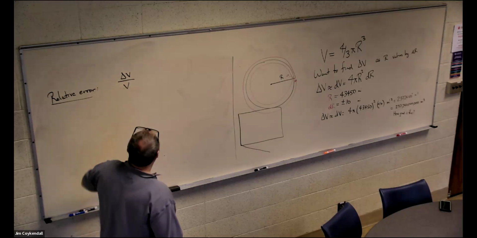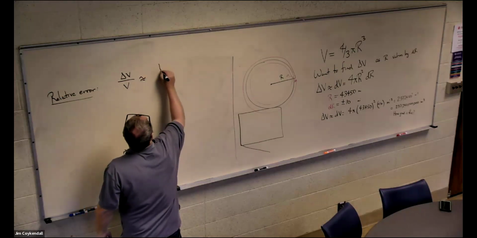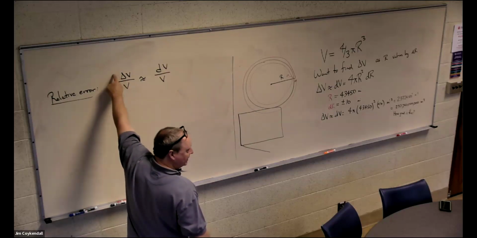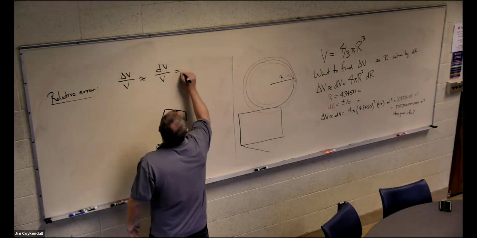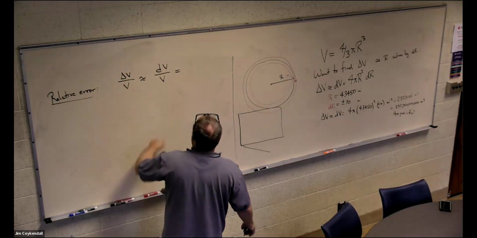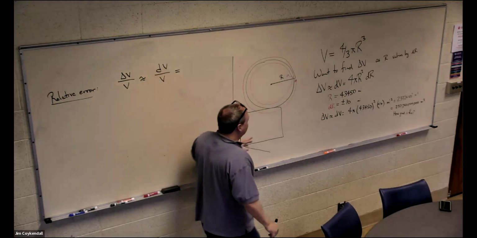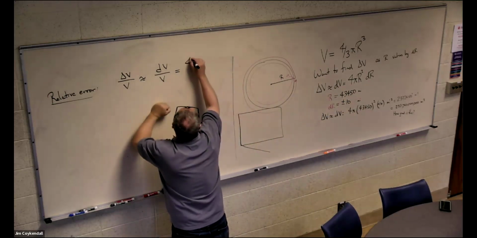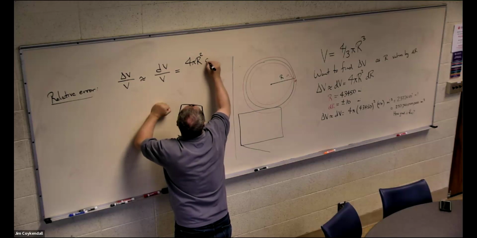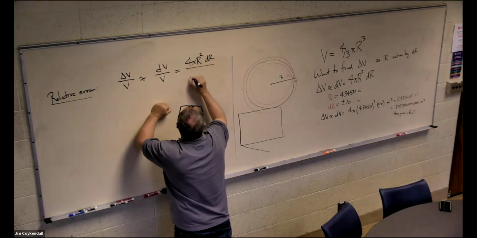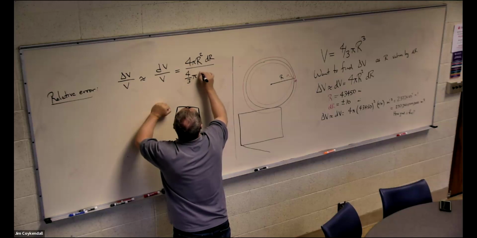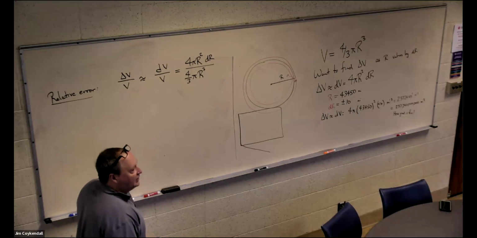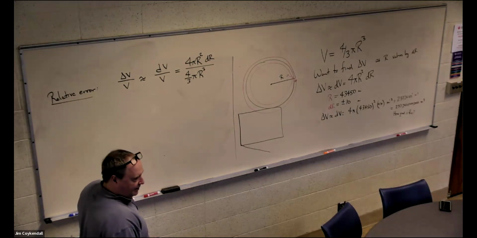And there's my theoretical. I'm going to approximate this as dV over V, because after all, I'm in the business of making this approximation. And instead of putting numbers in, I can make this a lot easier. dV, I've already figured this out. It is 4 pi r squared dR, and V is 4/3 pi r cubed. Notice no numbers here. It's actually easier without the numbers. Right, okay?